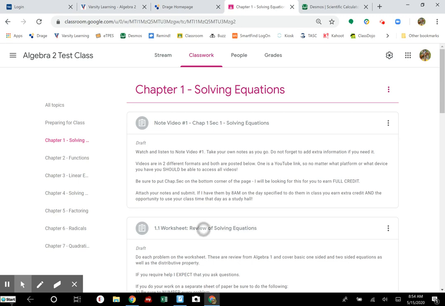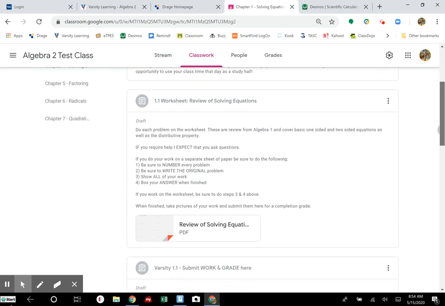Then you're going to have a worksheet. Anything that has a worksheet, it will be posted and attached. So you can just copy problems right from here and submit them, or you can have this printed. If we're in school, I will have physical copies of these printed. So there's a number of ways to get them for you.